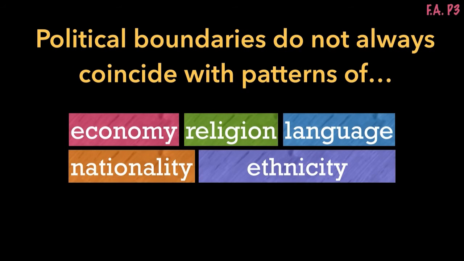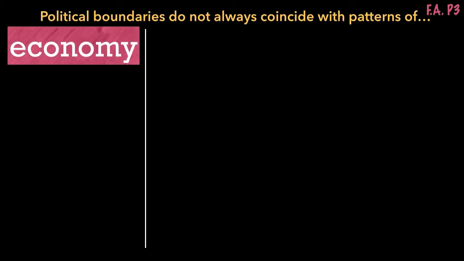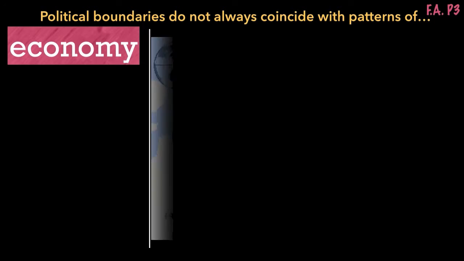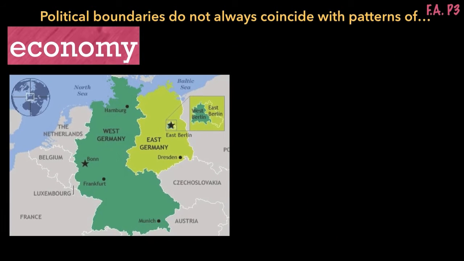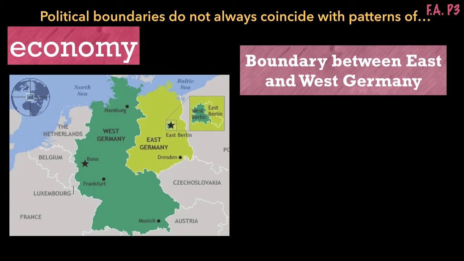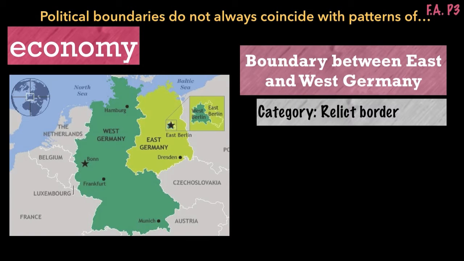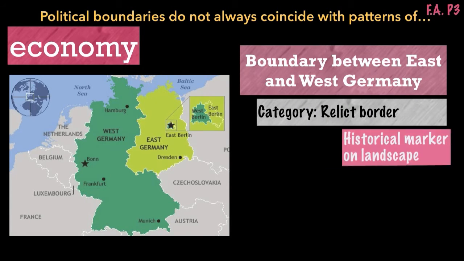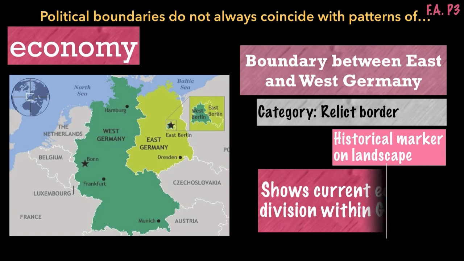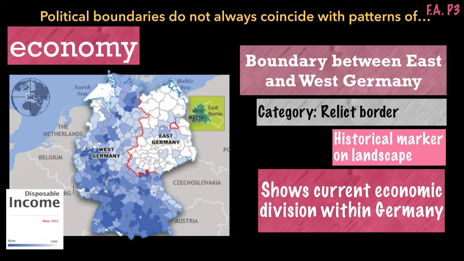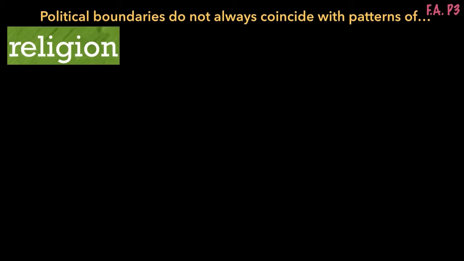real-life example. Political boundaries do not always coincide with patterns of economy. This can be seen in Germany. Despite the boundary between East and West Germany being a relict border, it's still seen as a historical marker on the landscape since it shows the economic division within Germany today. In 1997, the GDP per capita in East Germany was 50% of that of West Germany, and its unemployment rate was at least double.